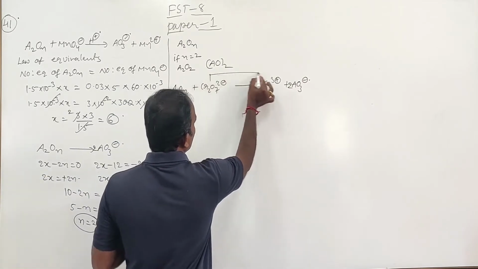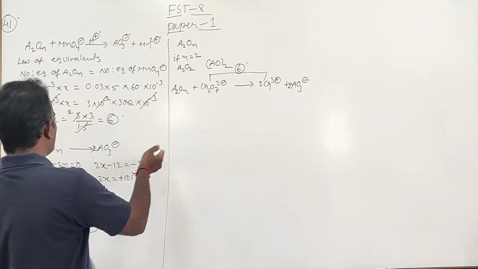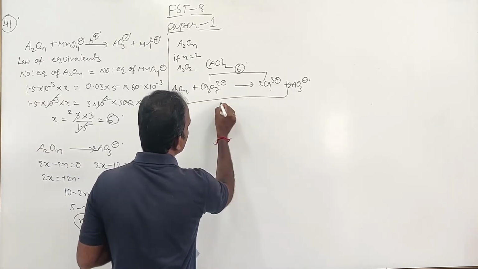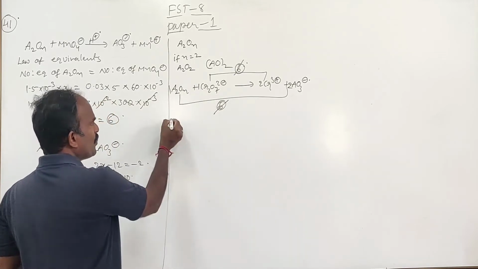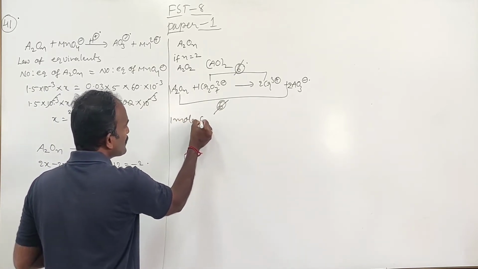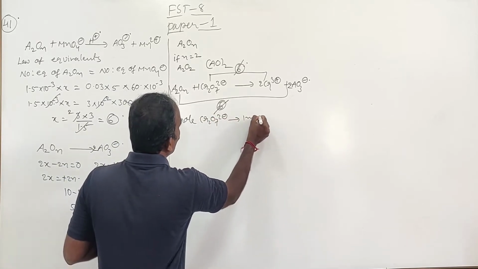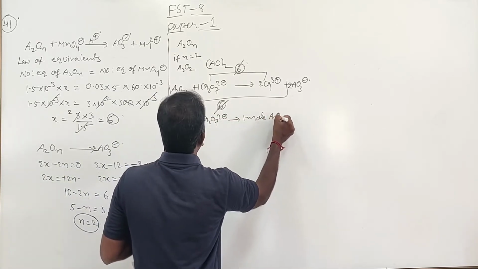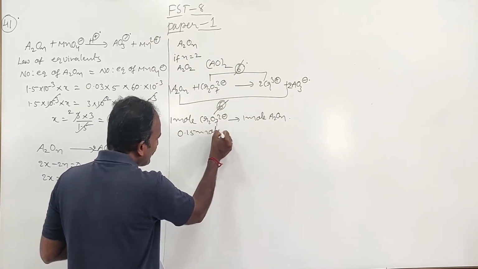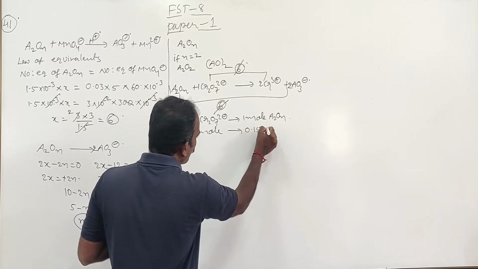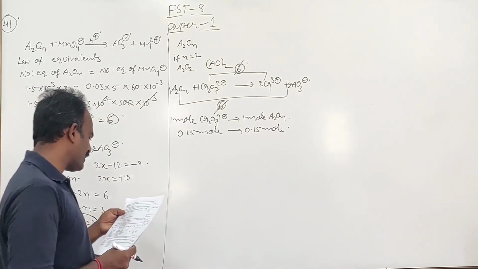Now here this 2x is equal to 6. Just now we have seen this is also equal to how much? 6. Cancel. 1 mole will need 1 mole. So 1 mole of Cr2O7 2 minus will require 1 mole of A2ON. Therefore, 0.15 mole will definitely require 0.15 mole. Therefore, A, B, C all are correct.